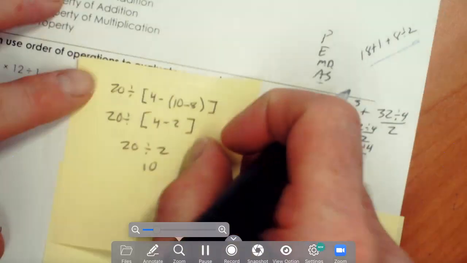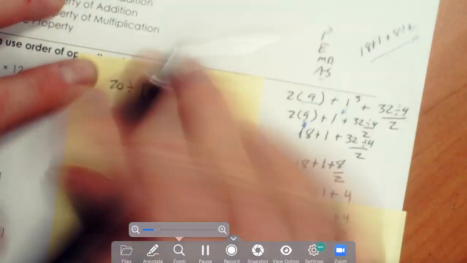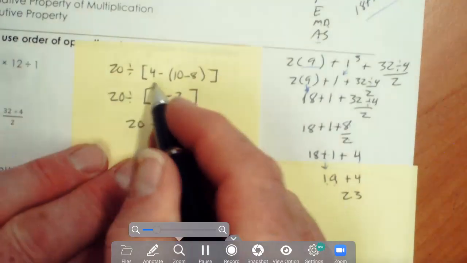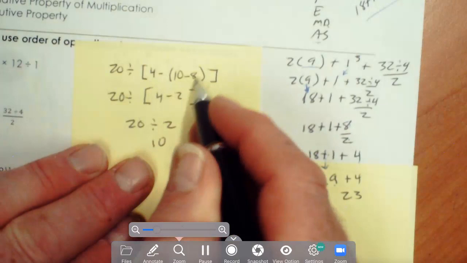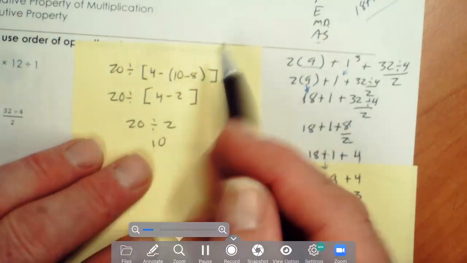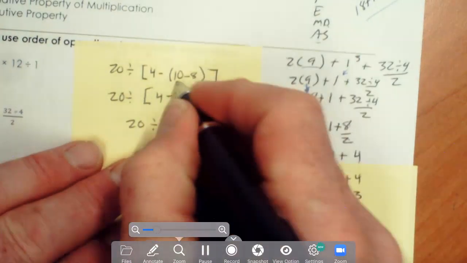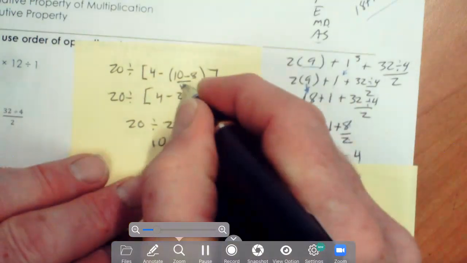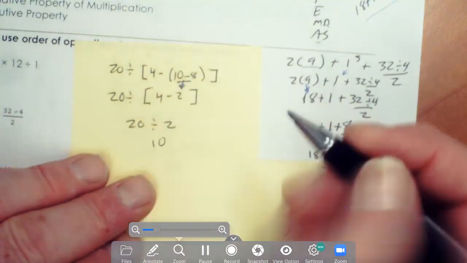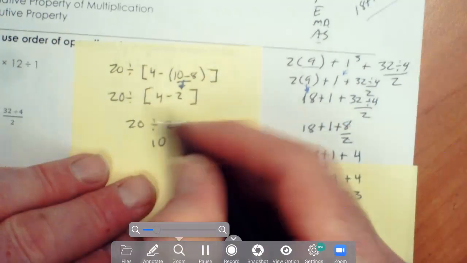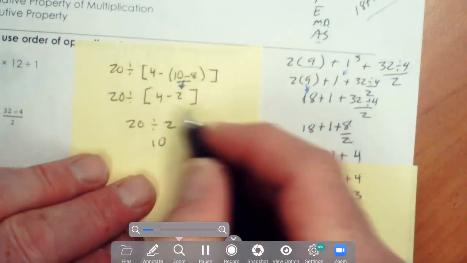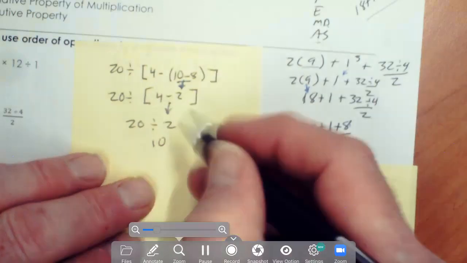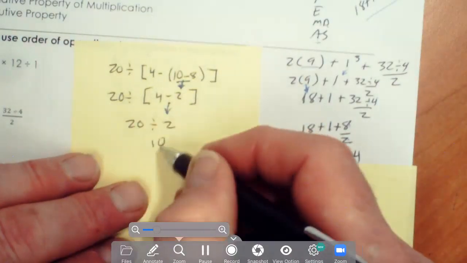All right, so now we have 20. I'm going to put this right over the top. 20 divided by, in brackets, 4 minus, in parentheses, 10 minus 8. So we have to go inside the brackets first, go all the way in, and do the 10 minus 8, which is 2. Okay, so now the next step, when I recopy that all down, I have 4 minus 2. Now I can do the brackets. 4 minus 2 is 2. So then I have 20 divided by 2, which is 10.